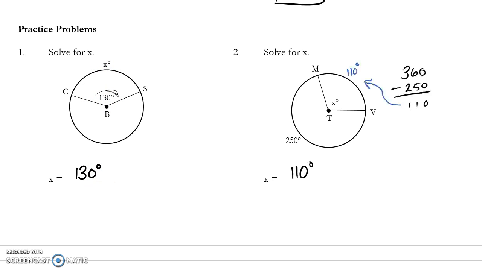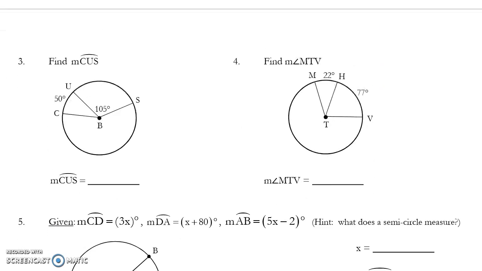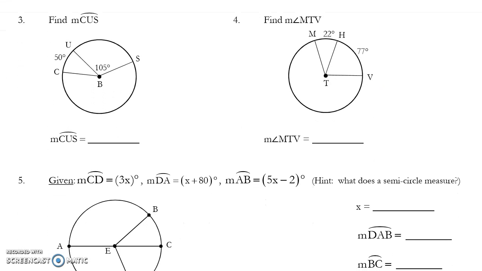Number 2 is a little bit more challenging, but if I know that this major arc is 250, which is what the label means, then I know the minor arc is 110 because of arc addition. Minor arc, central angle, are congruent. Having gone through those two, go ahead and give numbers 3 and 4 a try now, please.